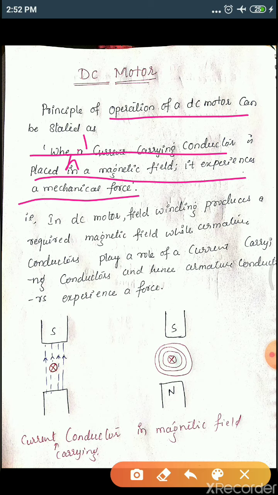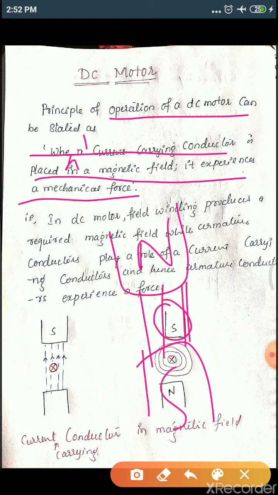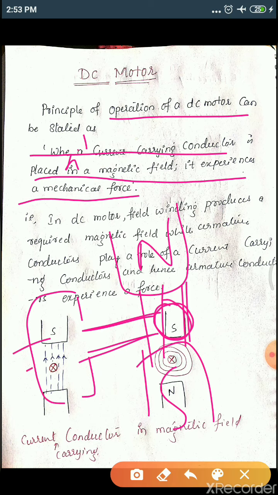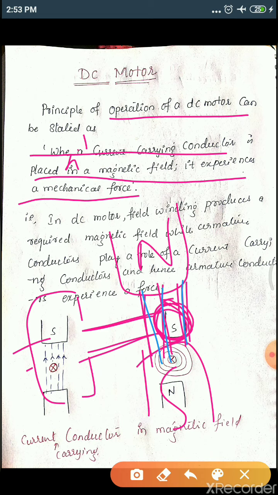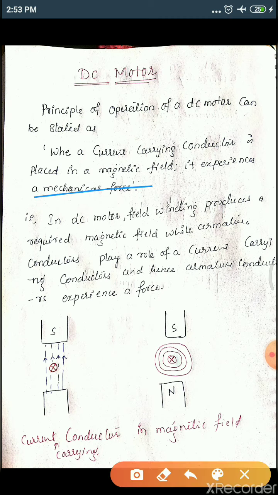The meaning of this is, whenever you place a current carrying conductor between north and south poles, this conductor carries a current, that means supply is given to that conductor. So a current carrying conductor is placed in a magnetic field, and it experiences a force. Experiencing a force means your conductor starts moving, that is, rotating. It experiences a mechanical force, meaning it starts moving. Based on this principle your DC motor is going to work.